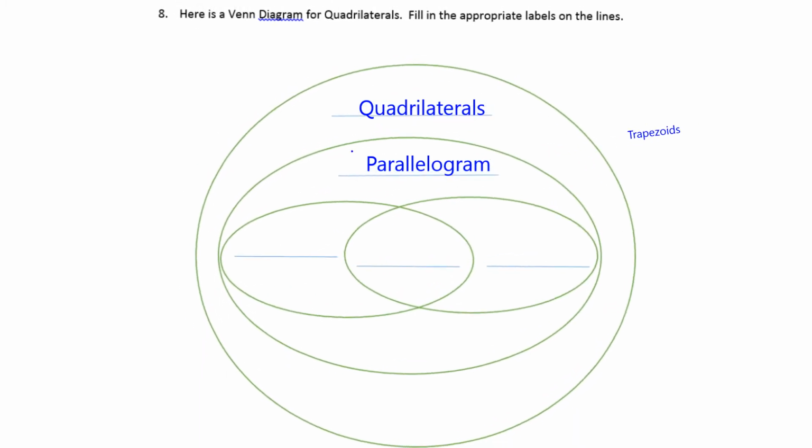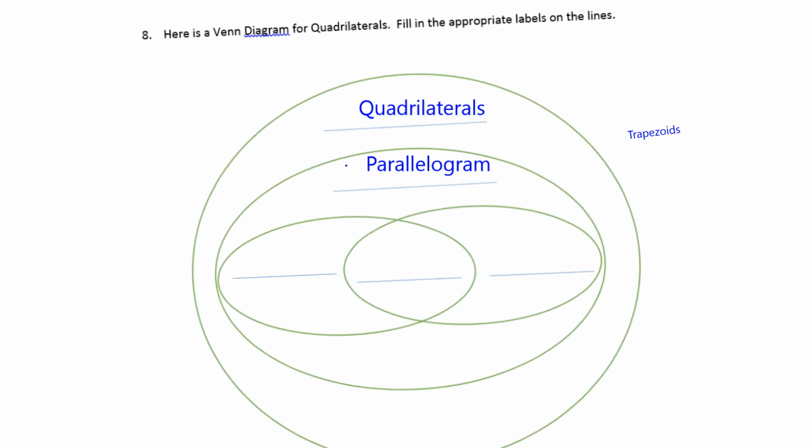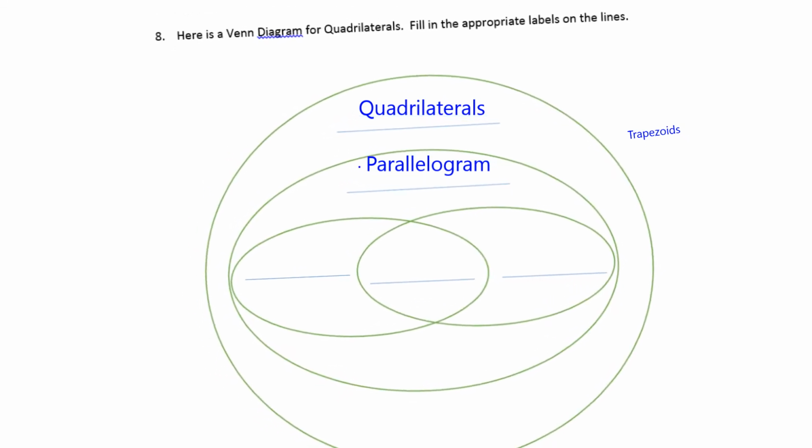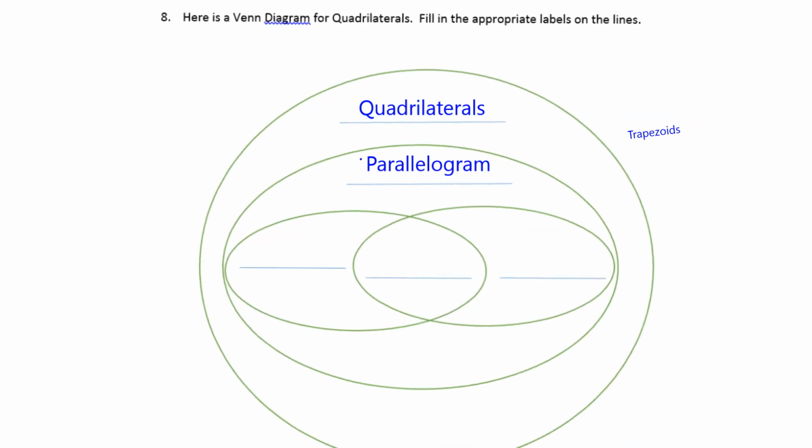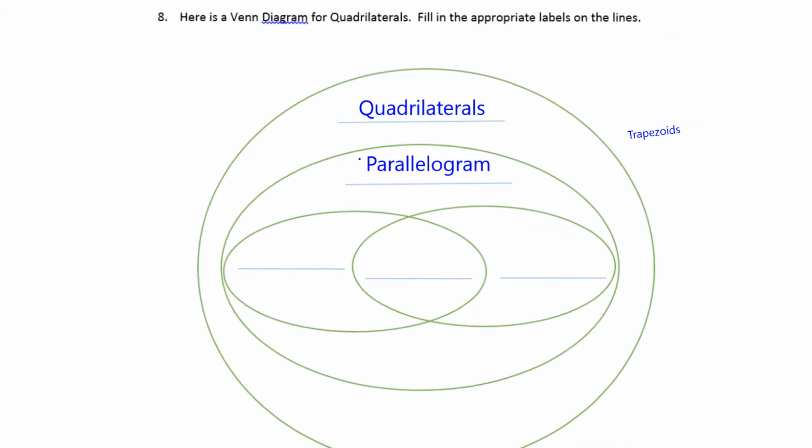So going back to quadrilaterals and parallelograms. Now, a quadrilateral is any four-sided polygon. A parallelogram is a four-sided polygon where the opposite sides are parallel. So in a square, for instance, the opposite sides are parallel to one another. So that means it's a parallelogram as well as a square.